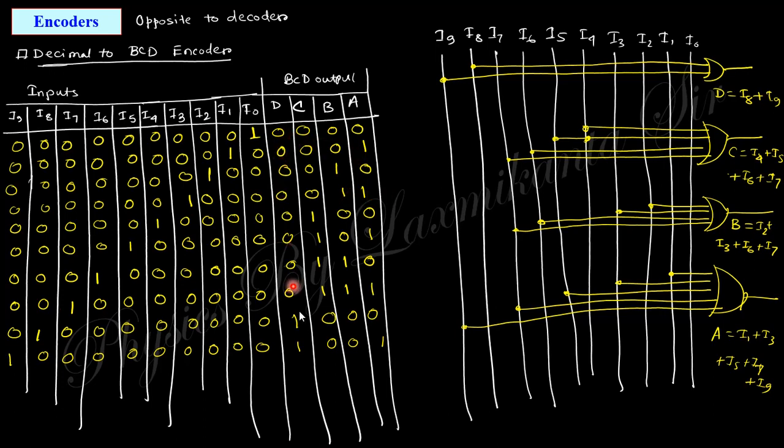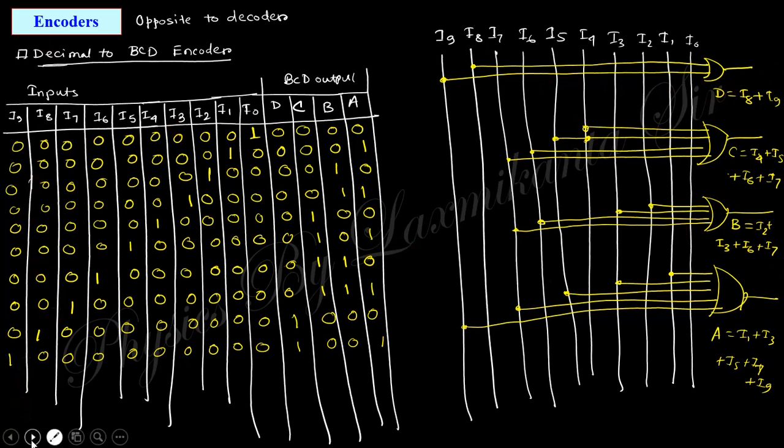You can see D is 1 when I8 or I9 is 1. So D is I8 plus I9. C is 1 when I4, I5, I6, I7 is 1. B is 1 when I2, I3, I6, I7 is 1. And A is I1, I3, I5, I7, I9. So using OR gates, you can easily build the encoder.